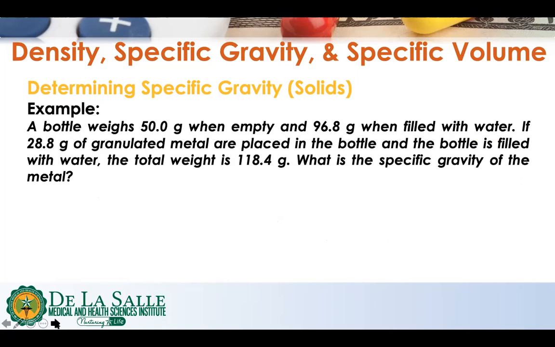Let's take this problem as an example. A bottle weighs 50 grams when empty and 96.8 grams when filled with water. If 28.8 grams of granulated metal are placed in the bottle and the bottle is filled with water, the total weight is 118.4 grams. What is the specific gravity of the metal?